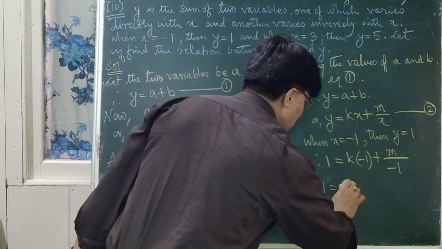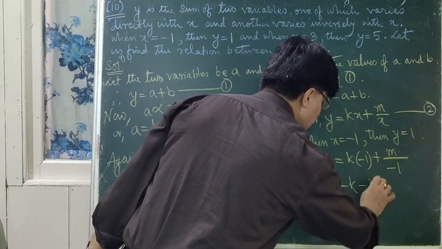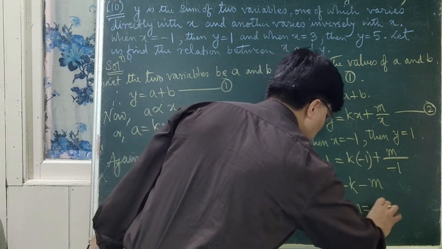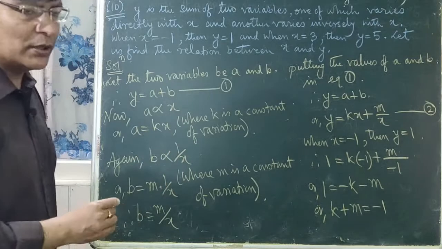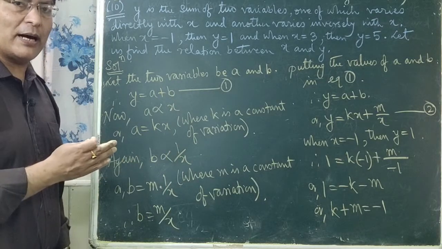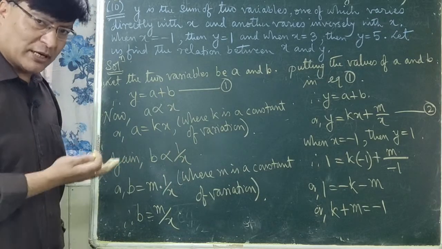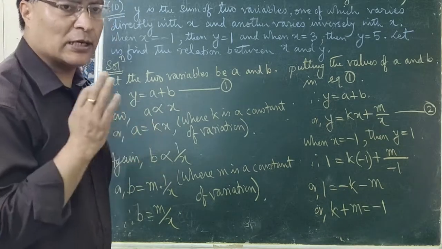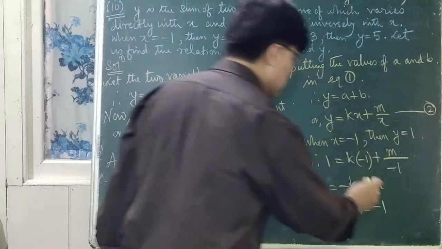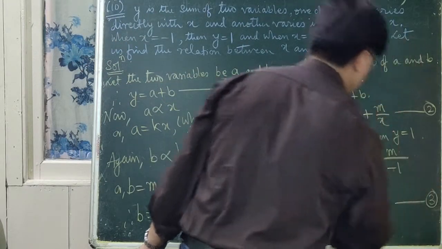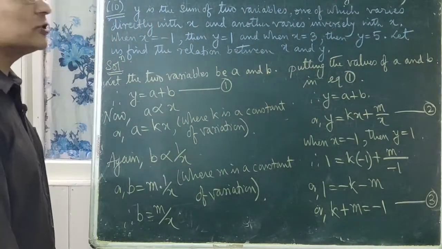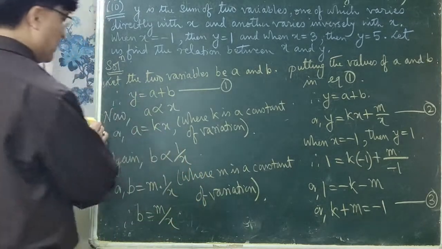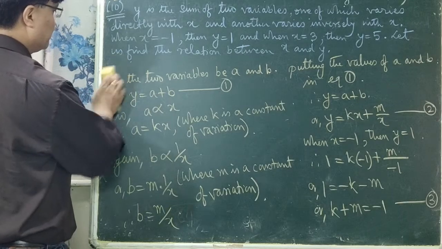Or 1 is equal to minus k minus m, or you can write k plus m is equal to minus 1. That is, both minus k and minus m are taken to the left hand side, becomes plus k plus m, and 1 is taken to the right hand side, which becomes -1. Let us mark it number 3. So I think you have understood it. Again, you can use the second given condition out there.